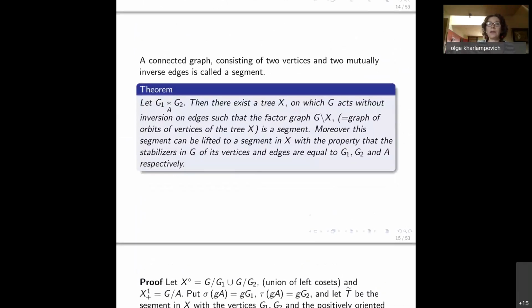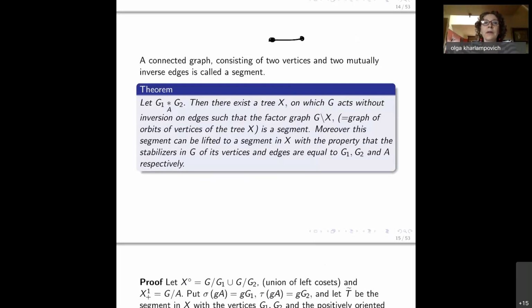then we are going to use it. So basically, now we want to prove the following theorem. A connected graph which consists of two vertices and two mutually inverse edges, basically two vertices and then an edge. This is called a segment because we read an edge in two directions, so this is why I'm talking about two edges, two mutually inverse edges. So it is a segment.